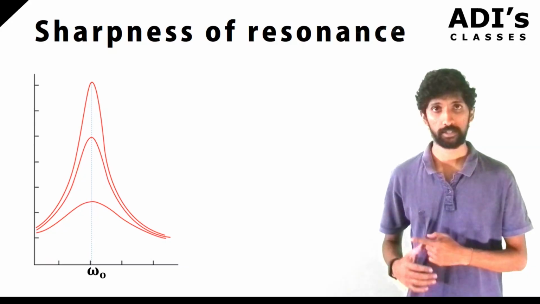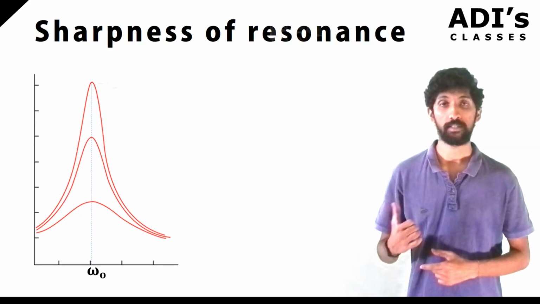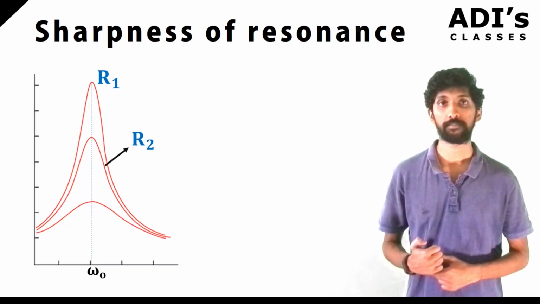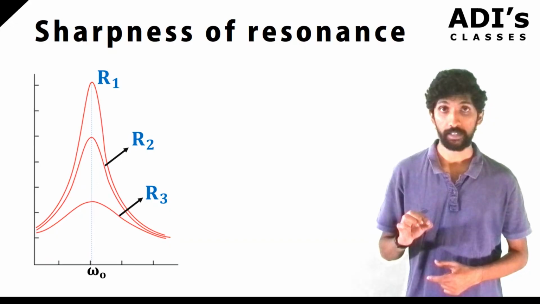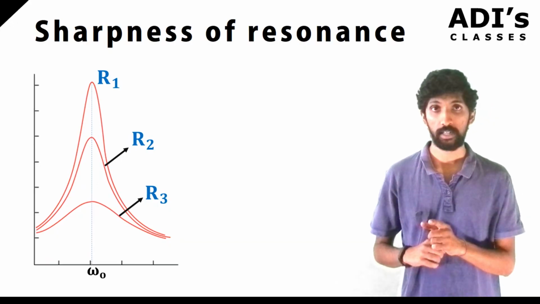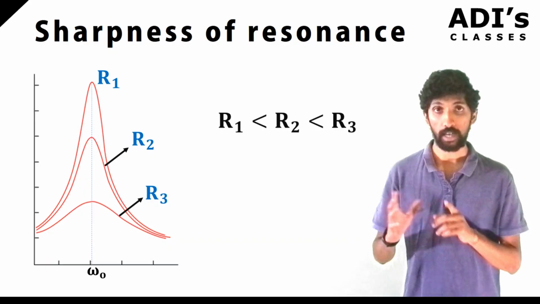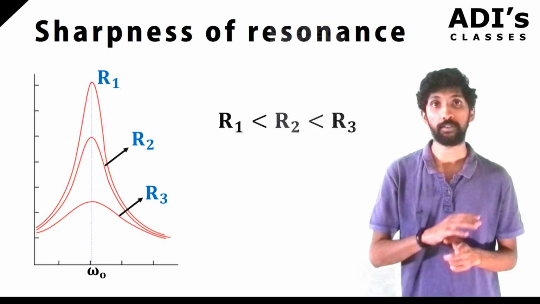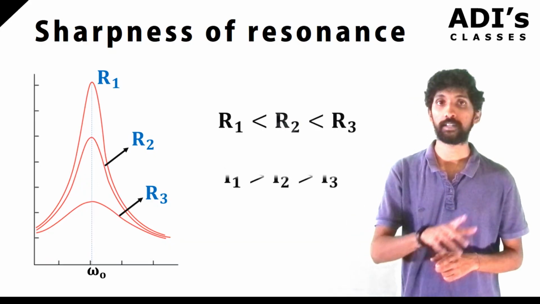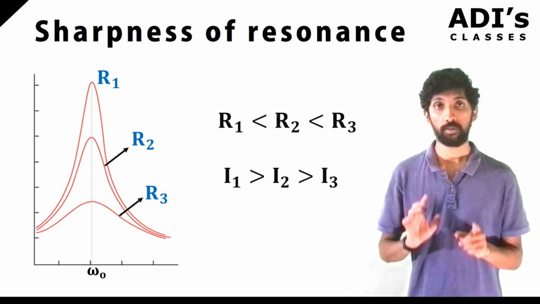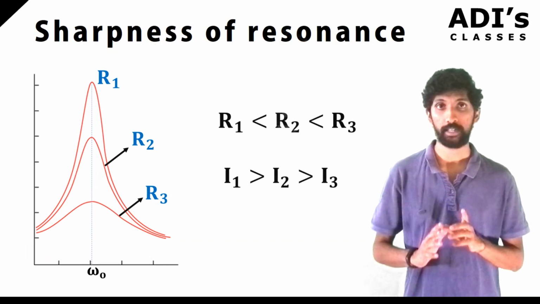So, for the first curve, let's call this R1, this R2, this R3. Okay, so what we get here is R1 less than R2 less than R3. Understood? So, since R1 less than R2 less than R3, we get I1 greater than I2 greater than I3. Okay, so what we are talking about is the peak current.